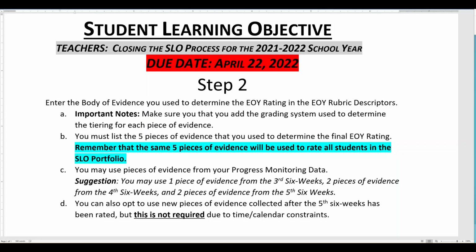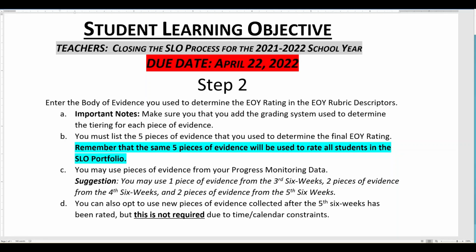For step 2 of the closing procedures for the SLO process, you will enter the body of evidence you use to determine the end of year rating in the EOI rubric descriptors. Please make sure that you add the grading system used to determine the tiering for each piece of evidence. This will be shown later on in this video. You must list the 5 pieces of evidence that you use to determine the final end of year rating. Remember that the same 5 pieces of evidence will be used to rate all students in the SLO portfolio.